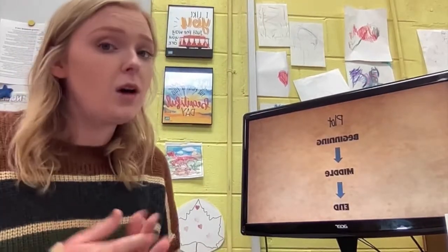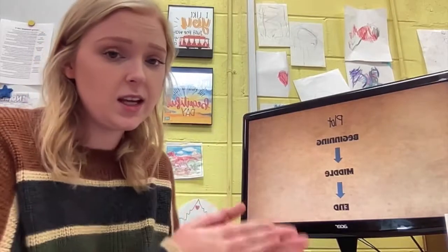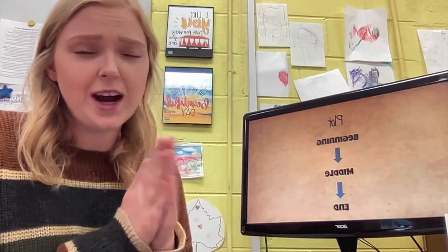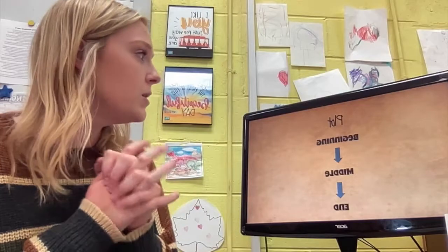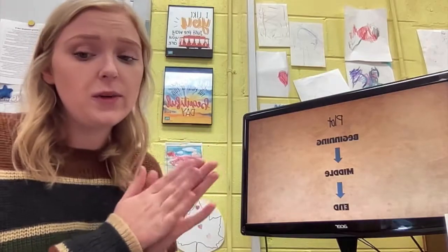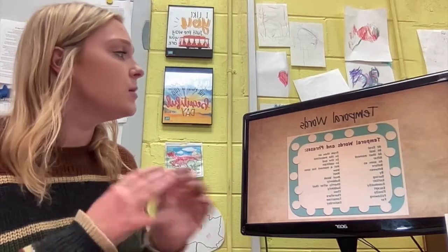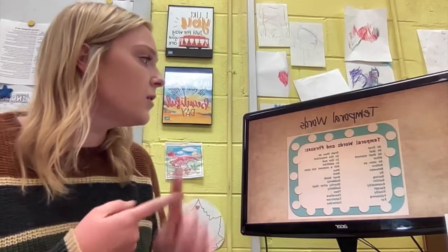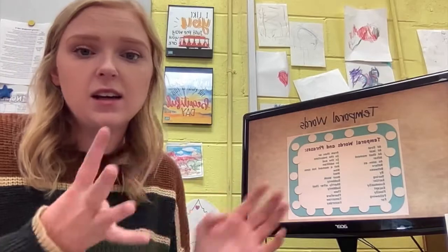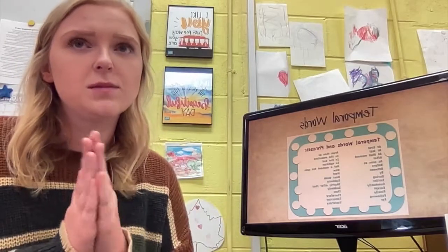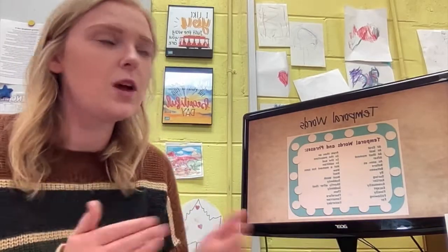And then we get to talking about plot. We got to have a beginning, middle, and end in a story, or else you're kind of lost and you don't know what's going on. So I really want them to understand that we need all three of these things for us to have a good story. And then the standard also talked about temporal words, like first, after, next, suddenly, all those things in order to transition a story and keep it flowing.